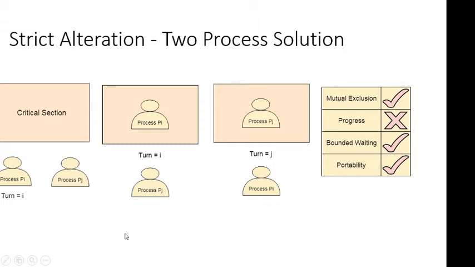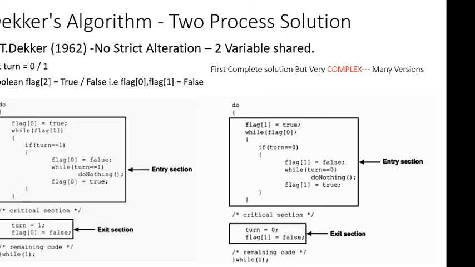Then this has mutual exclusion, bounded waiting, and no progress, okay? So for your exams, you will have to explain these and you will have to write these small codes of implementation, the program code segment, right? So then we come to the next one, which is Dekker's algorithm.